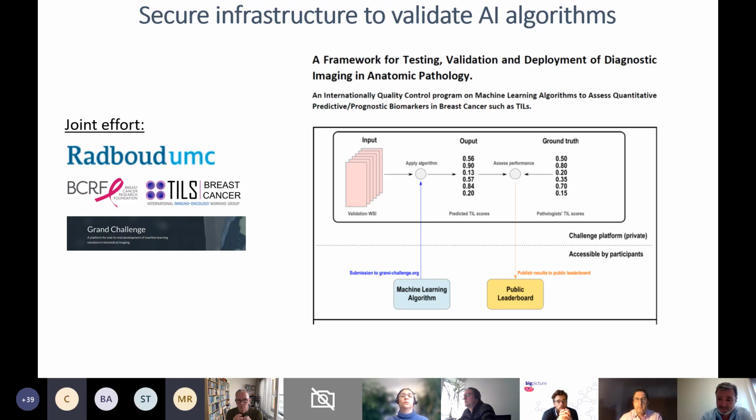It's actually very simple. This is the private challenge. This is accessible by the participants. Here are the trial slides. You upload the algorithms, you get an output. The ground truth is, what I will explain in a minute, defined by the pathologist, which may not be true, but we will see. And then we will assess not only concordance, but we will assess impact on outcome.